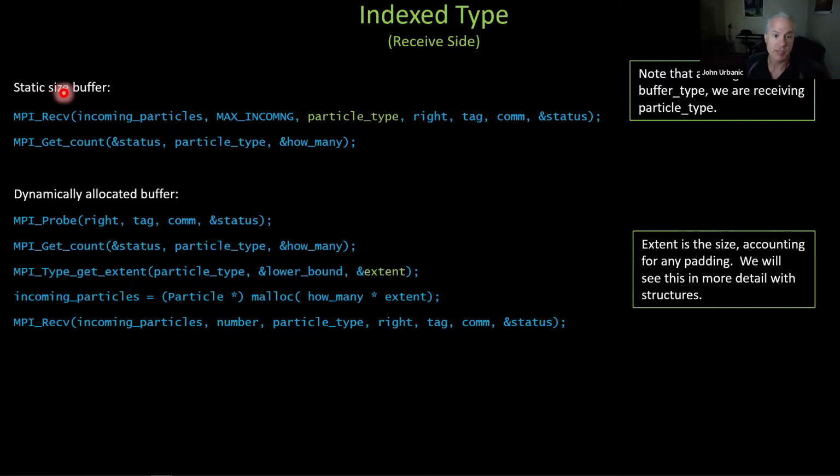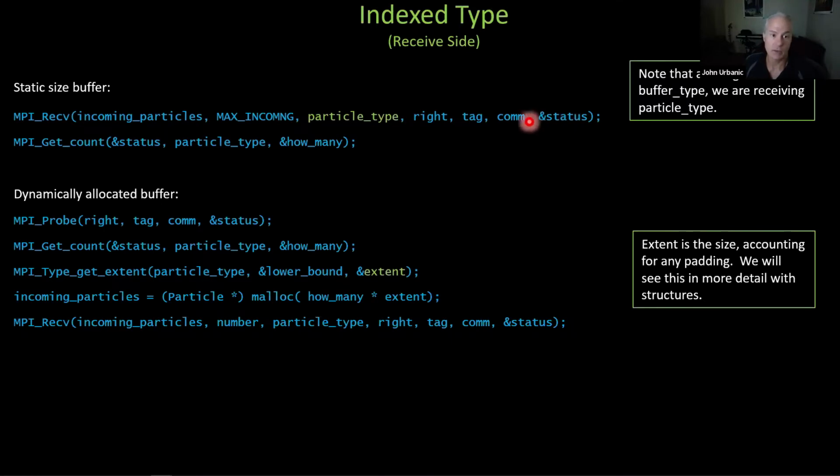One approach you can take is to assume a worst case scenario: the maximum number of incoming molecules that can be received. You put in this maximum buffer size, and it'll allocate a buffer able to receive up to this many particles. Then after the message is received, you can get the count. You recall when you receive messages, we have this little status parameter on the end. We didn't really use it so far.